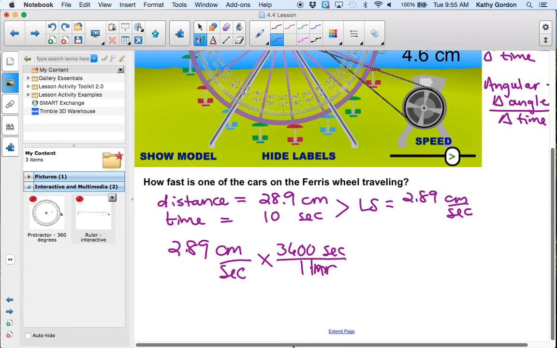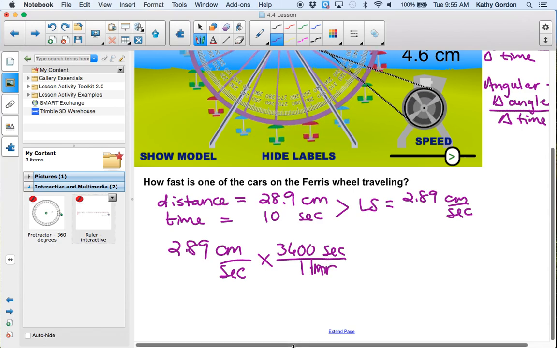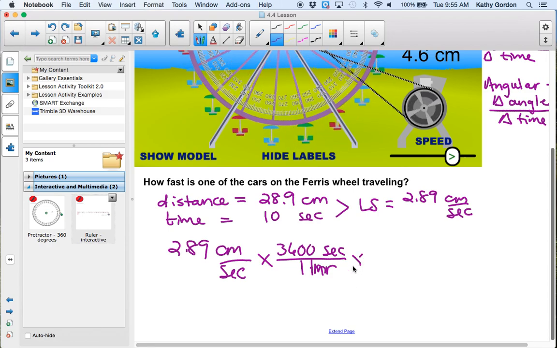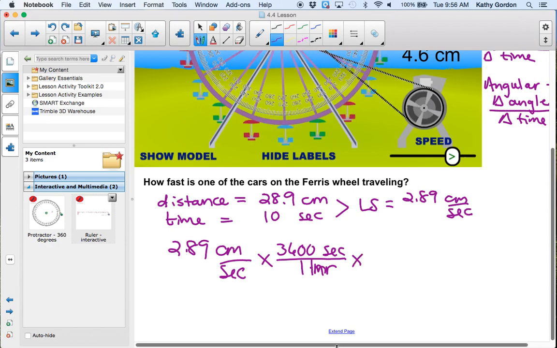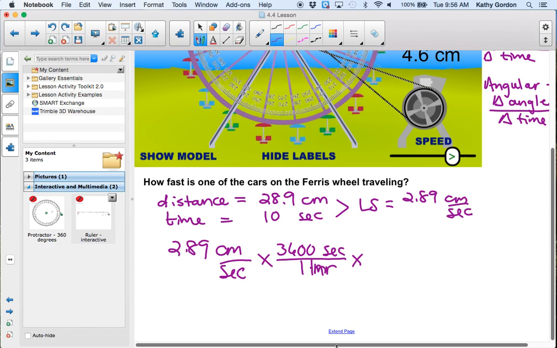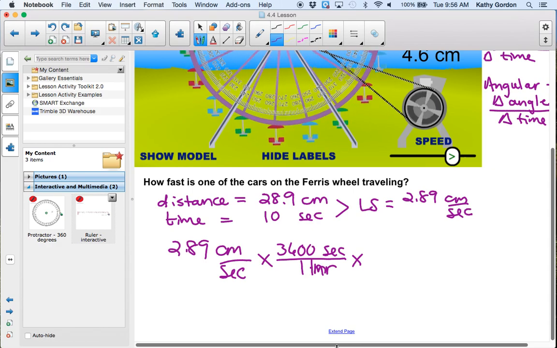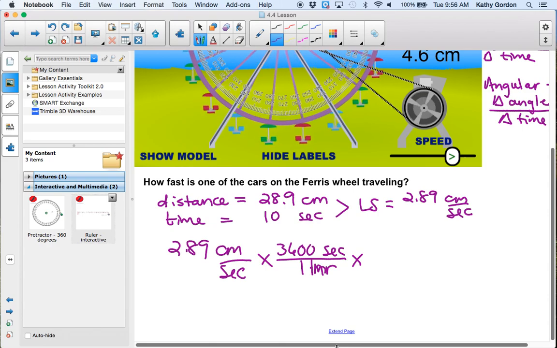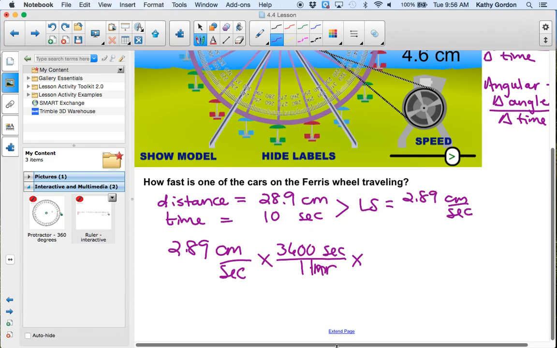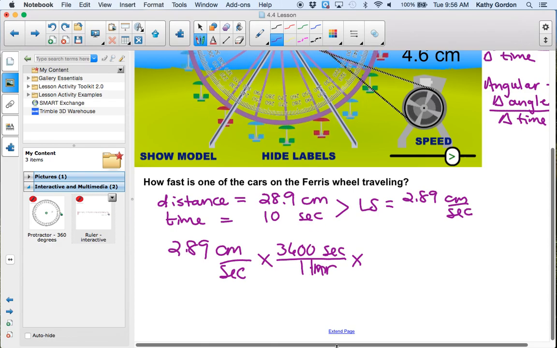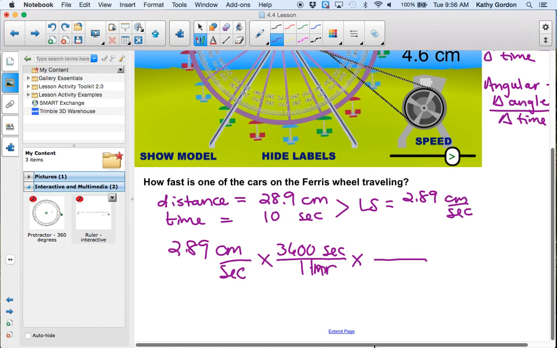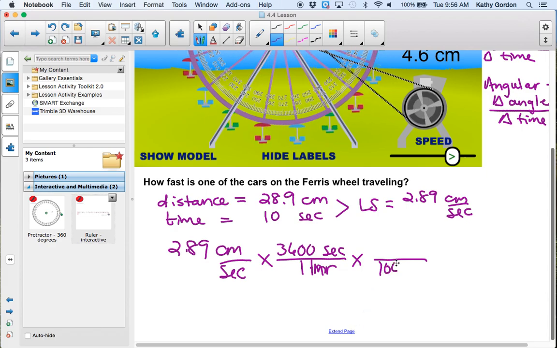Set up like that, right? Because I need seconds across from seconds to cancel out. What about the distance? How many centimeters are in a kilometer? 1,000 meters in a kilometer. 100,000. So where do I put the 100,000? Top or bottom? Bottom.